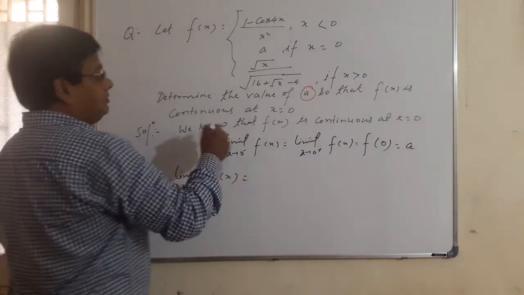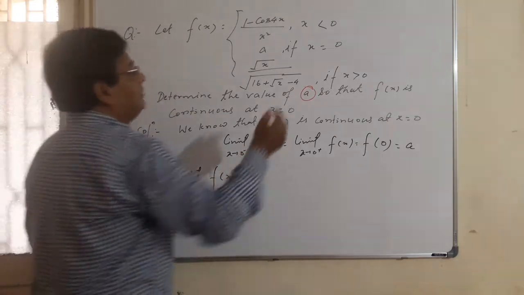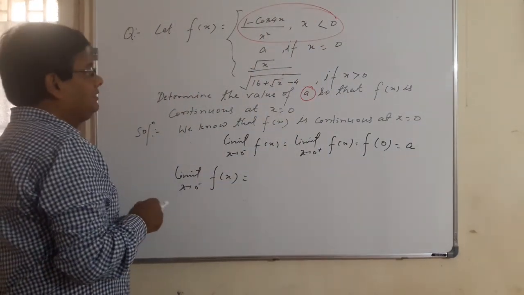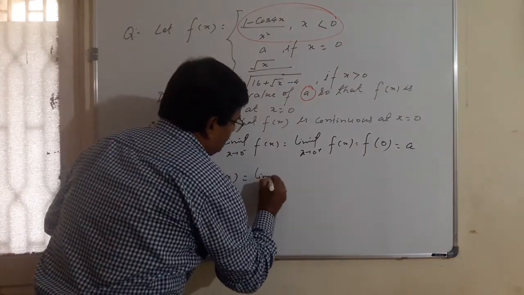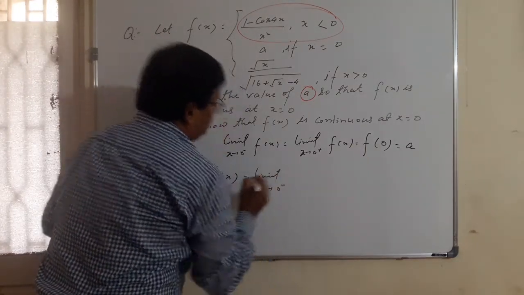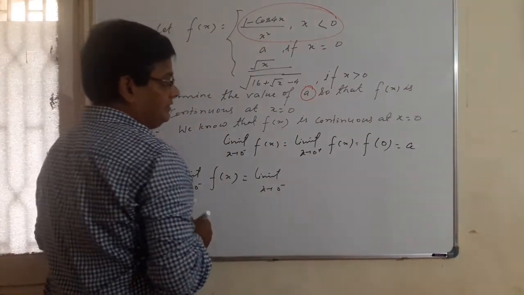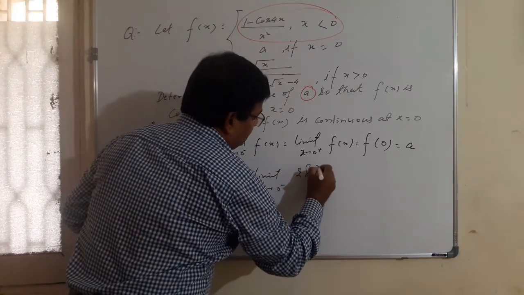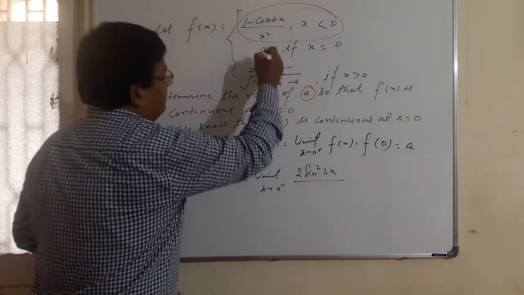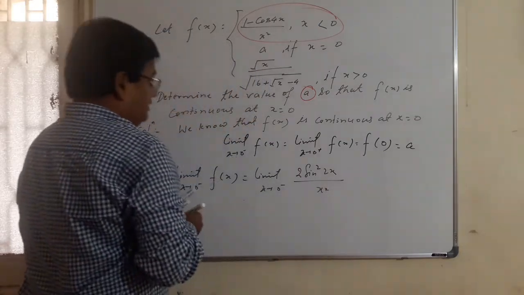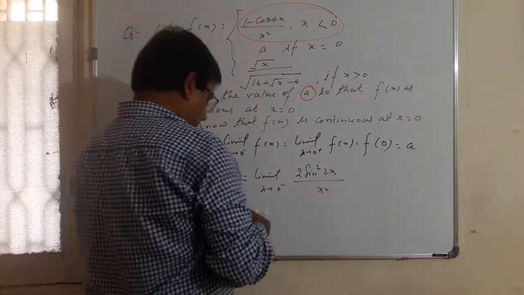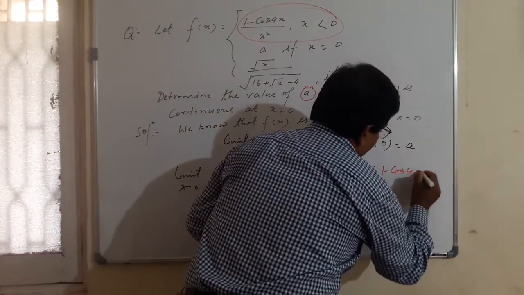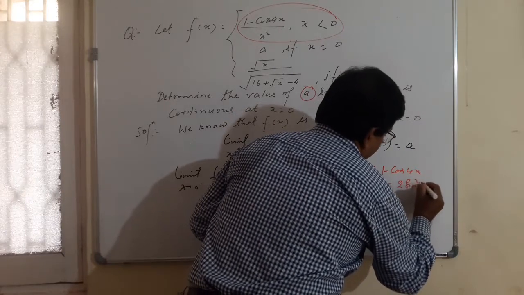For x less than 0, the function is this one, so we can use this one. So limit x tends to 0 minus, 1 minus cos 4x. You know that the formula becomes 2 sin square 2x, 2 sin square 2x divided by x square. See here the formula: 1 minus cos 4x is equal to 2 sin square 2x.